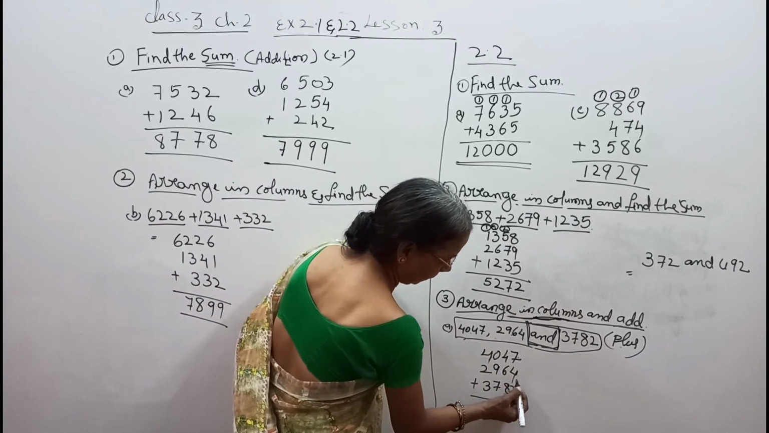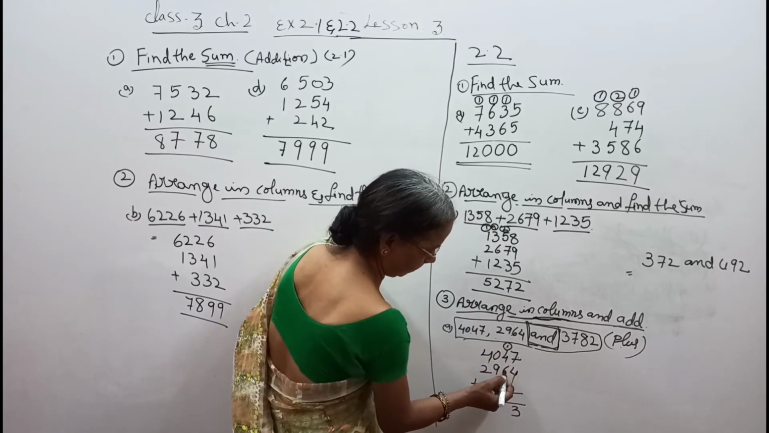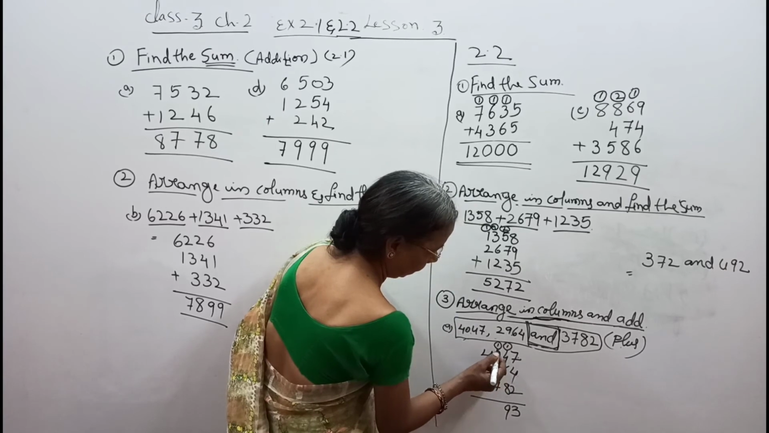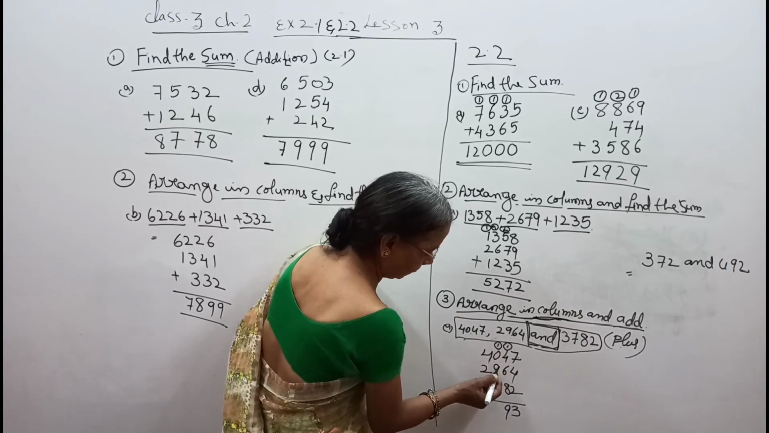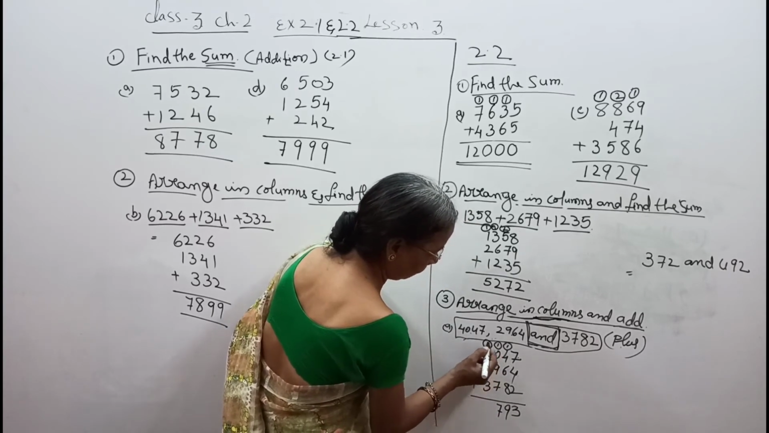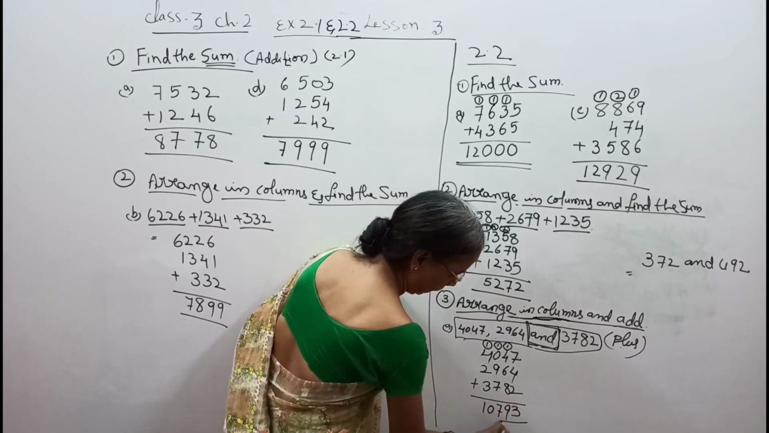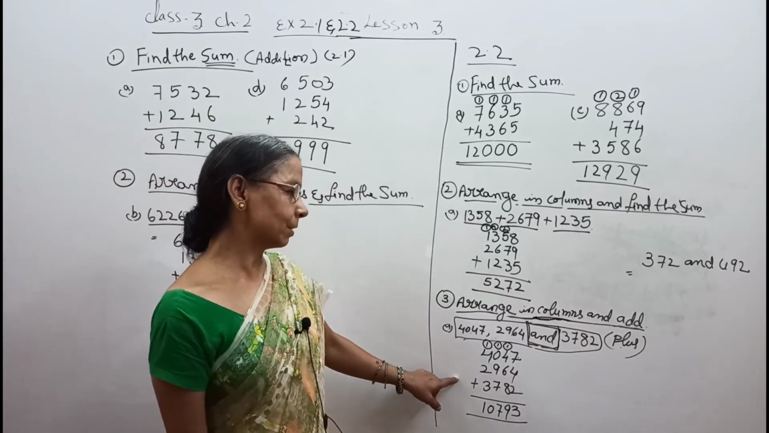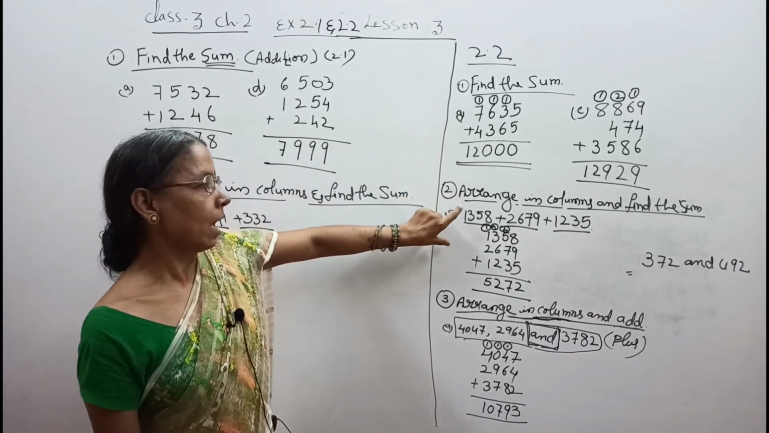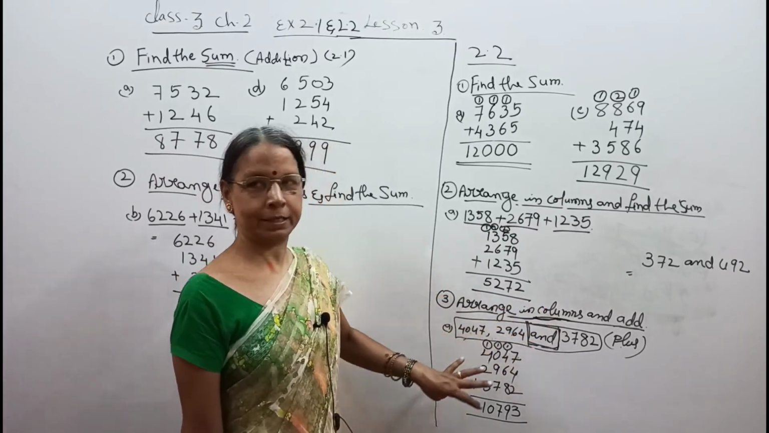7 plus 4 is 11, 11 plus 2 is 13, 1 carry. 4 plus 1 is 5, 5 plus 6 is 11, 11 plus 8 is 19, 1 carry. 1 plus 0 is 1, 1 plus 9 is 10, 10 plus 7 is 17, 1 carry. Then 4 plus 1 is 5, 5 plus 2 is 7, 7 plus 3 is 10. Like this we have to add the numbers in 3 methods. The first one is find the sum, the second one is arrange in columns and find the sum, the third one is arrange in columns and add it.